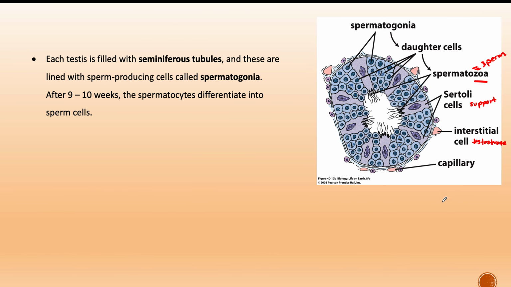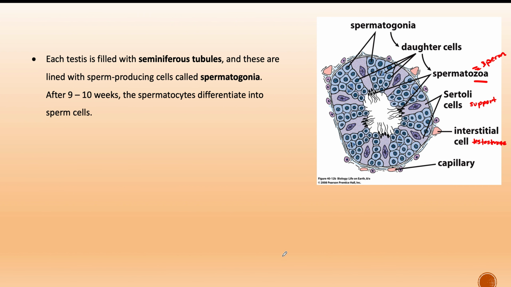So let's have a quick look here. Each testis is filled with seminiferous tubules, and these are lined with sperm-producing cells called spermatogonia. Those are like our precursor cells we were talking about on the previous slide. That's here, and you can see them undergoing our meiosis now, ultimately to become our sperm. After about 9 or 10 weeks, the spermatocytes differentiate into sperm cells. So even though this is happening all the time, there is just over a 2 month delay from precursor to final sperm.